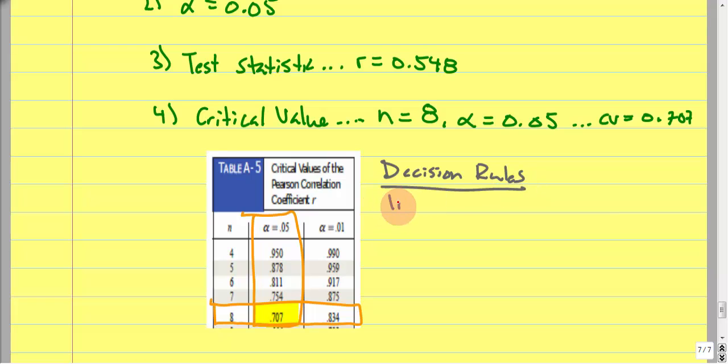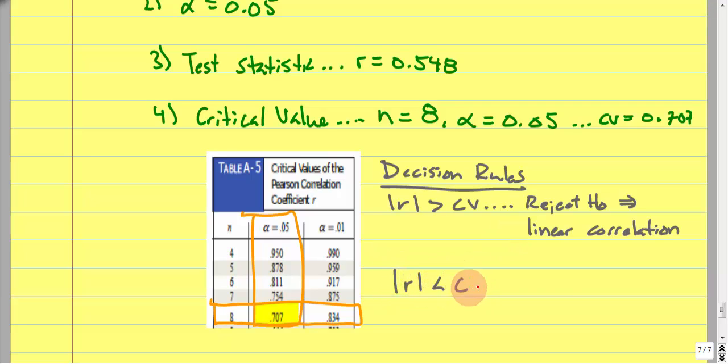So if the absolute value of r is greater than my critical value, I will reject H0. And that means I do have a linear correlation. That's kind of hard to read. Let's fix that. So that would imply that I have some sort of linear correlation. I don't know if that's easy to read, but it's not as squished. The absolute value of r less than my critical value would mean I'd fail to reject H0. And this would mean I have no linear correlation.